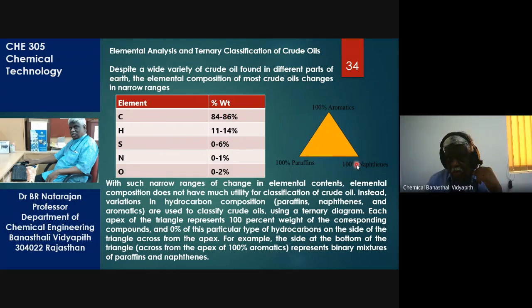I must use what is known as the ternary diagram. A ternary diagram is like a triangle, a very interesting way of data analysis. So I have at this vertex 100% aromatics. When I say 100% aromatics, it is 0 here, 100% naphthene, 100% paraffins. Draw lines at 20, 40, 60, 80, 100. Depending upon how much paraffin, how much naphthene, and how much aromatic is present, we can classify the oil. So based on composition, we can classify.